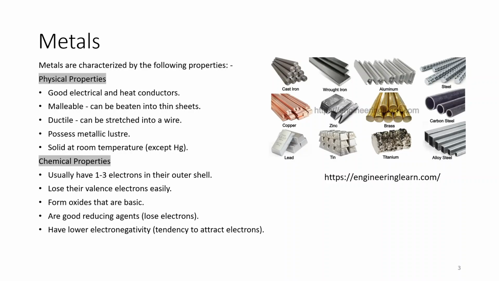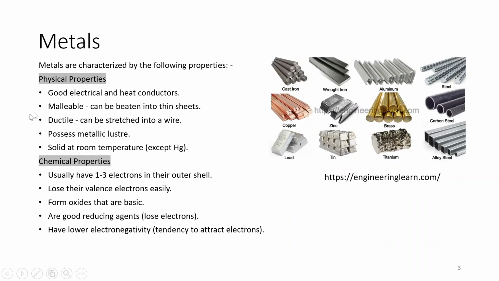For metals, metals are characterized by the following properties. Firstly, you have physical properties. They are good electrical and heat conductors because of the presence of free electrons. In case of metallic bonding, there'll be formation of ion cores, and surrounding that will be an electron cloud. This electron cloud is loosely bound to the ion cores. These electrons are free to move, so they are good conductors of electrical and thermal heat.